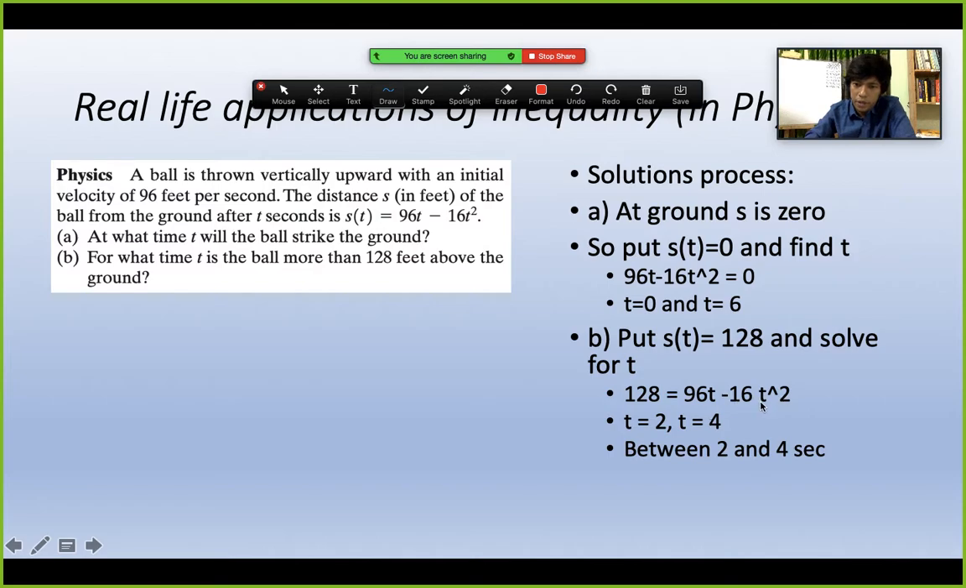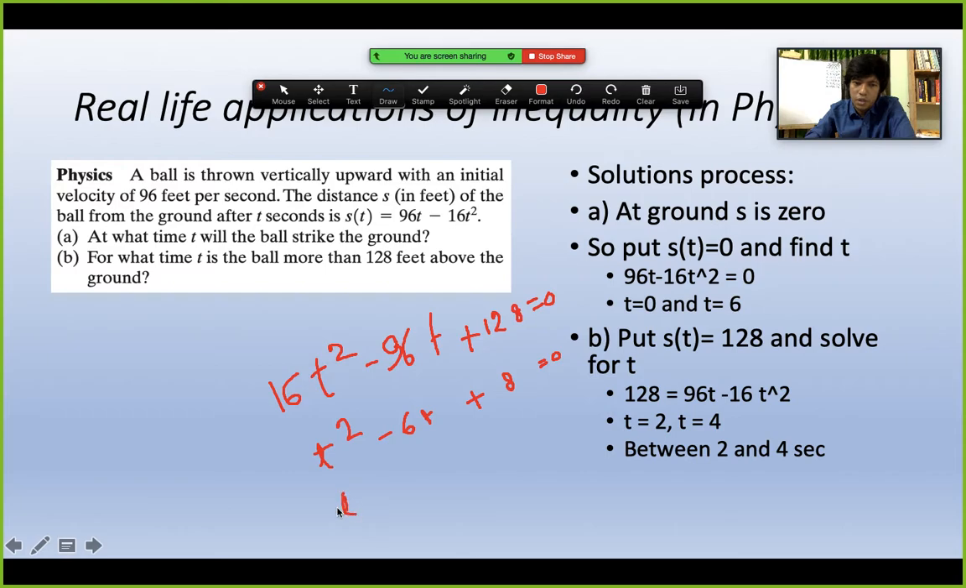See, if we bring this 16 t squared to this side, it becomes 16 t squared minus 96 t. We are bringing everything to the left side, then plus 128 equals 0. And if we divide this entire line by 16, we get t squared minus 6t, because 96 divided by 16 is 6, plus 128 divided by 16, which is 8, equals 0. Now you can see this is a very simple middle term factoring.